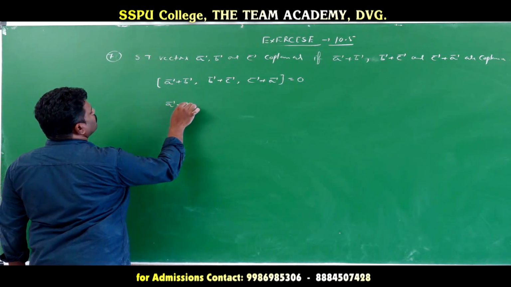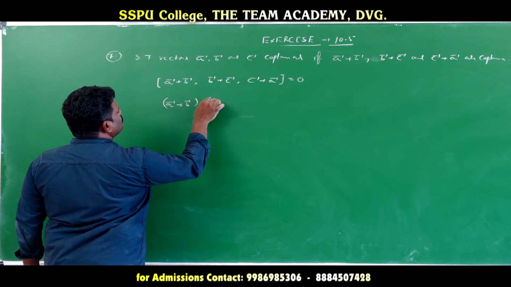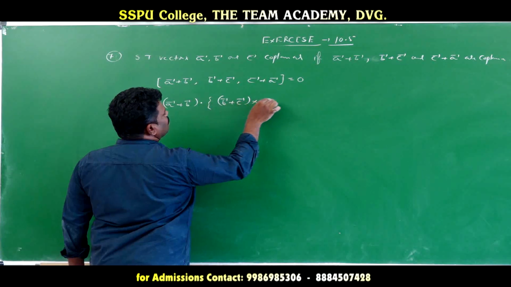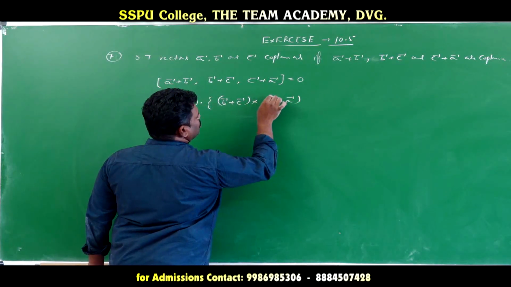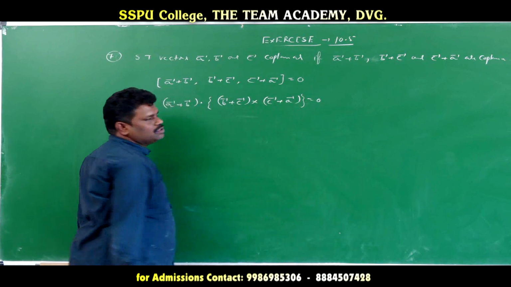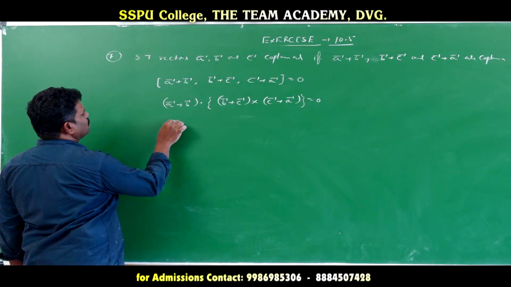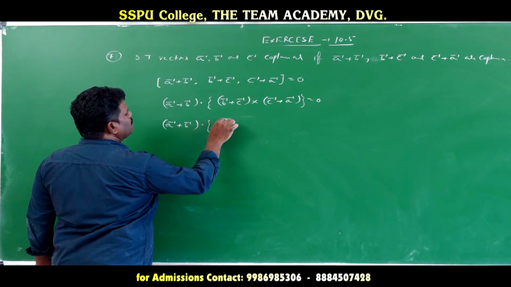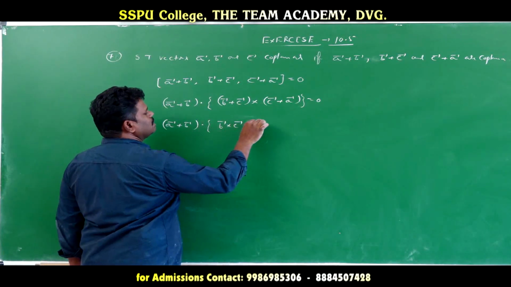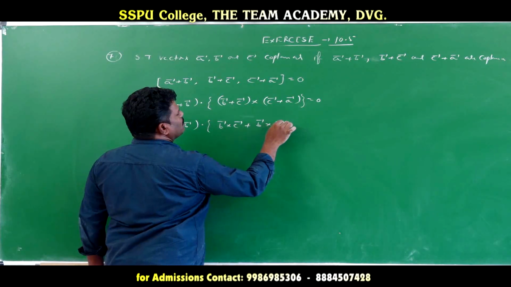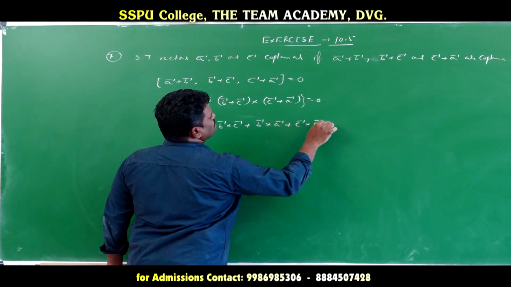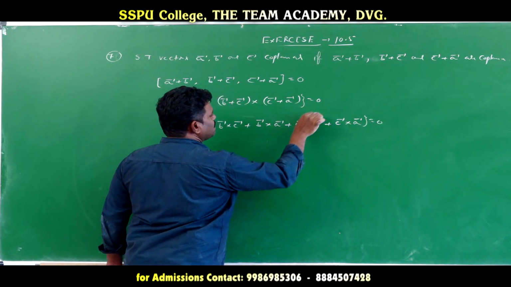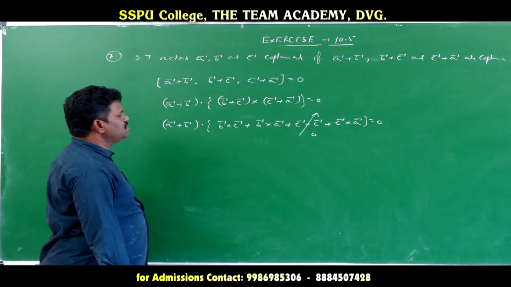Scalar product, then what we have: a bar plus b bar dot this value, b bar plus c bar cross c bar plus a bar value. Now this value is equal to 0. Now if we apply the cross product: a bar plus b bar dot, here what we have, b bar cross c bar plus b bar cross a bar plus c bar cross c bar plus c bar cross a bar. So already explained this example problem also, same model only, here this value becomes 0.